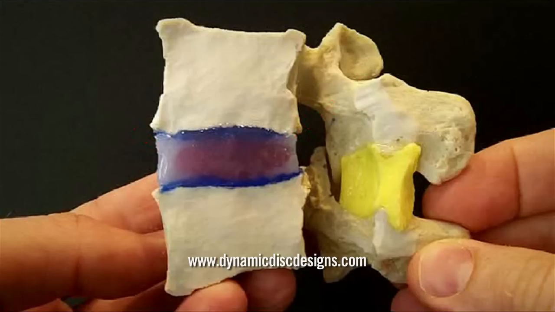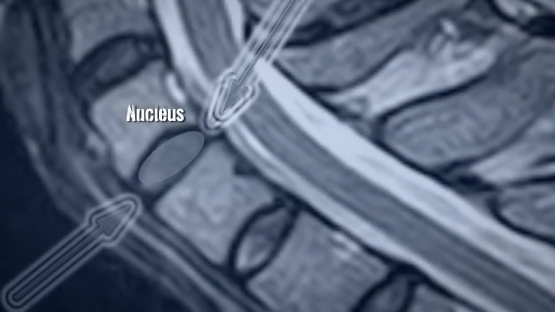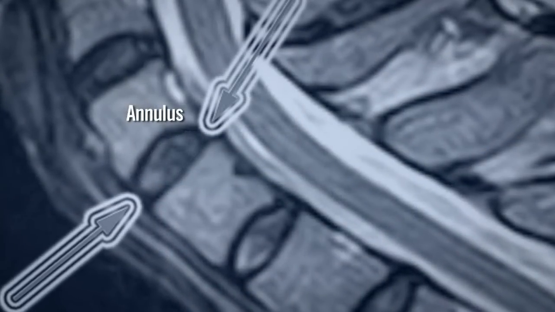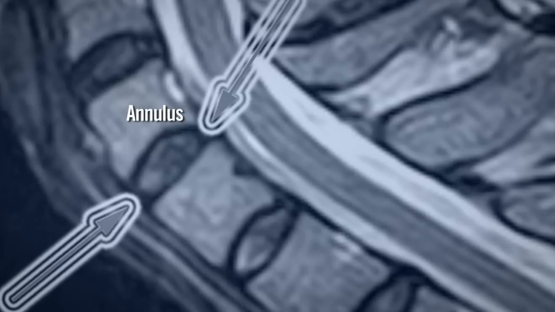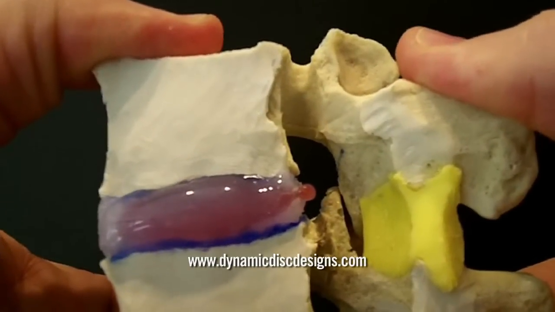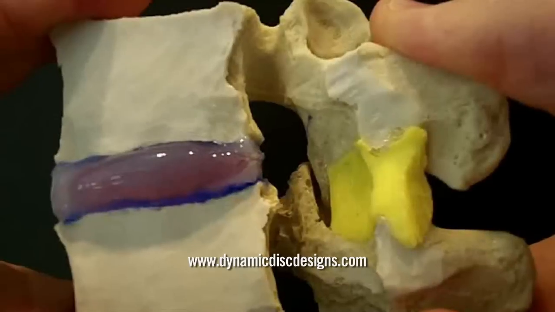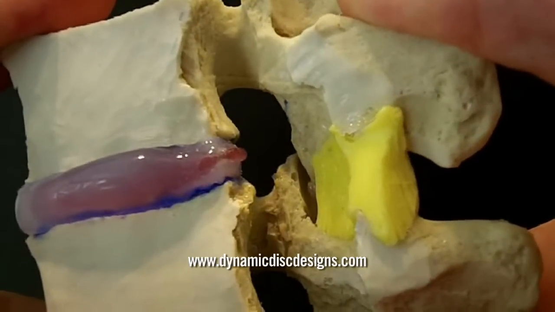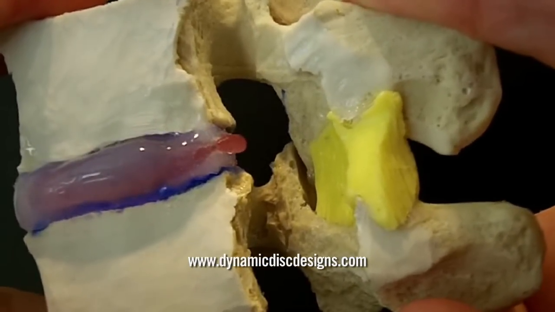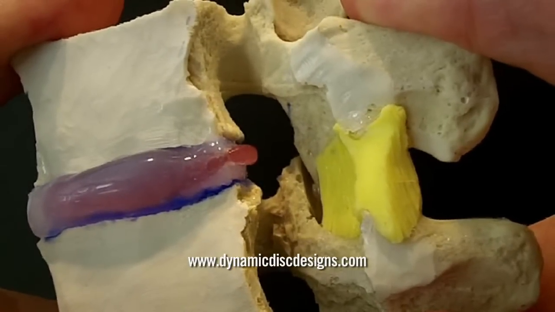One, the nucleus, which is red in this picture for demonstration purposes, and is in the form of mostly water. And two, the annulus, made up of several tough outer concentric rings, which are supposed to contain the nucleus in the middle. But in certain circumstances, these outer rings break from the inside out, and the nucleus can squeeze out through a breach called an annular tear. Once the nucleus passes all the way through the outermost ring, it is called a herniation.